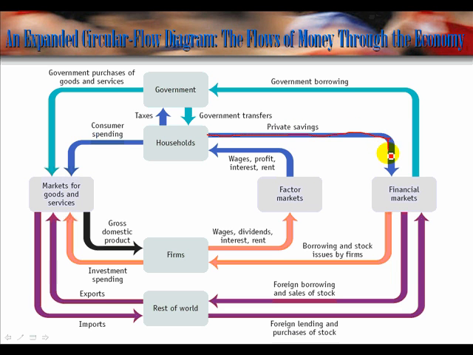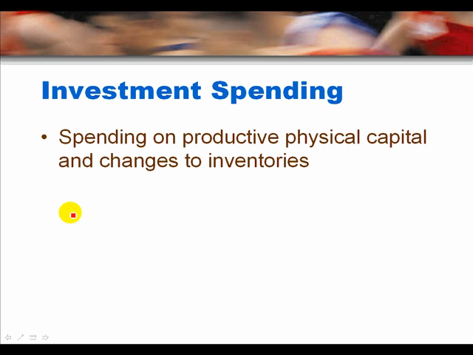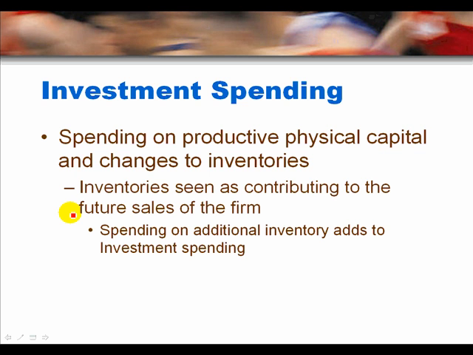So the part that they did not spend of their disposable income goes into the financial market. The financial market loans or issues stocks to the firms, to the businesses. And the businesses take that fund and spend it as investment spending in the goods and services market. Investment spending is basically spending on productive physical capital and changes to inventory.